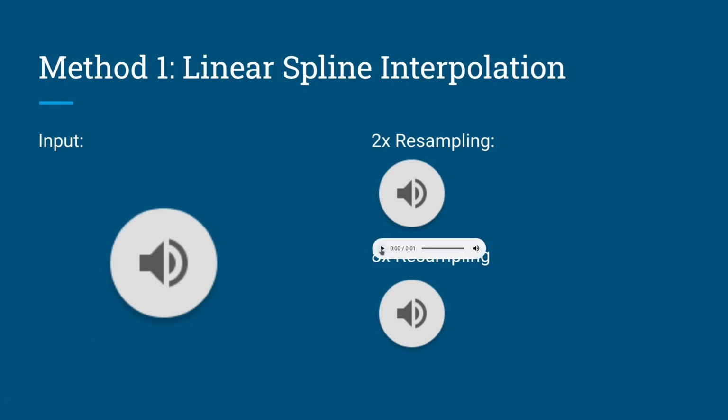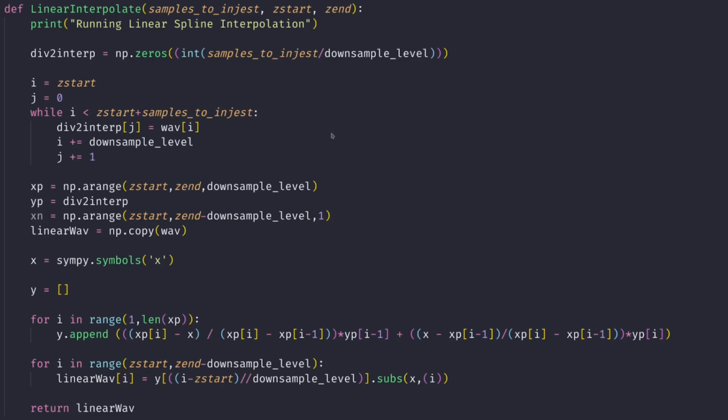Here's that wave at 2x resampling. So this is removing every other sample and then placing back in every other sample. And then at 8x resampling, so this is removing 7 out of 8 samples and then trying to add those samples back in. As you can hear, there is quite a bit of distortion involved, despite the fact that it actually looked visually very similar. Here's our code for running the linear spline.